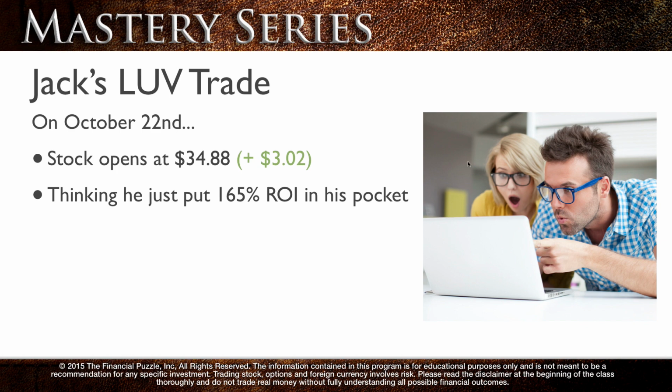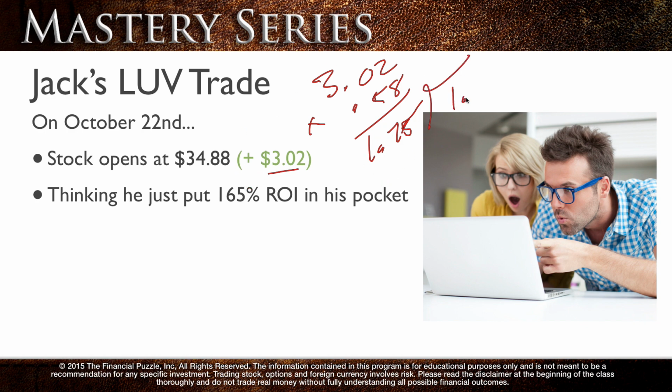Now, how did Jack get to this number? Let's pause our story here for just a second. Remember, he got into this trade around $31 and change. He's up $3.02 at this point. Remember his delta. If we take $3.02 and multiply it by a 0.58 delta, that works out to $1.75. And when we divide that into his expense, which was $1.06, you're going to get 165%. That's how that works out.